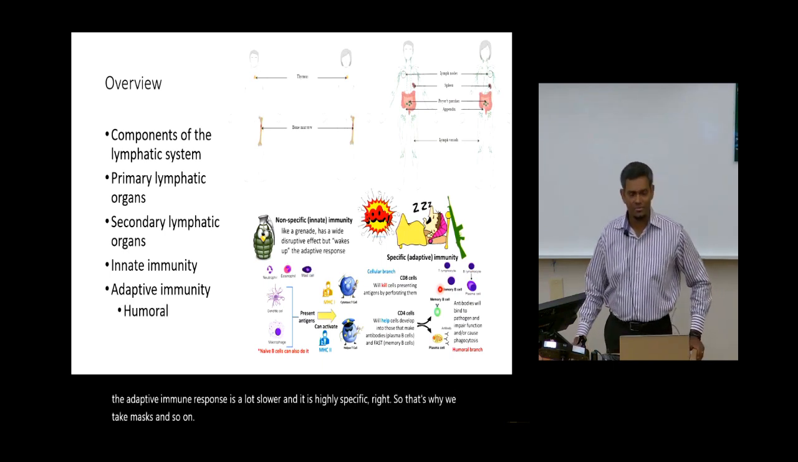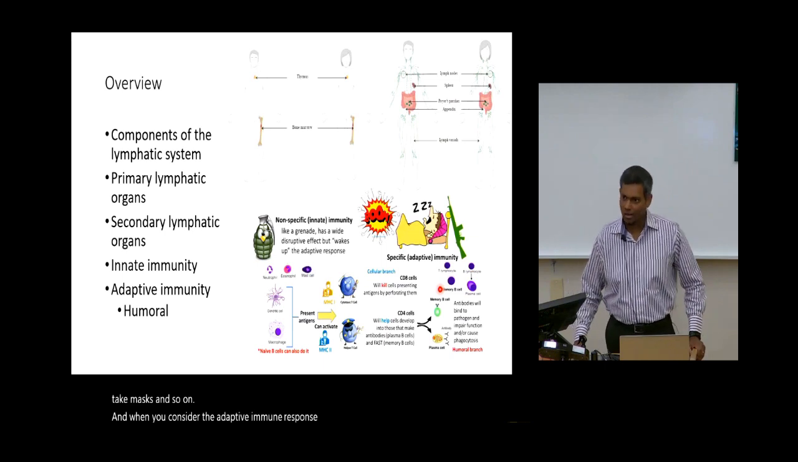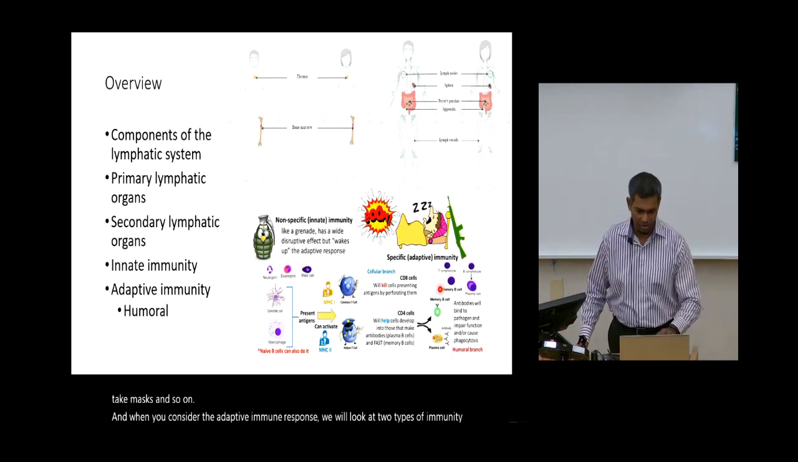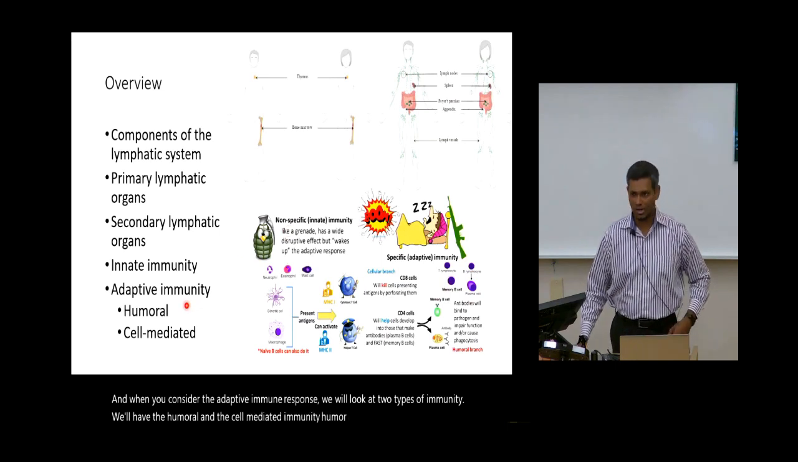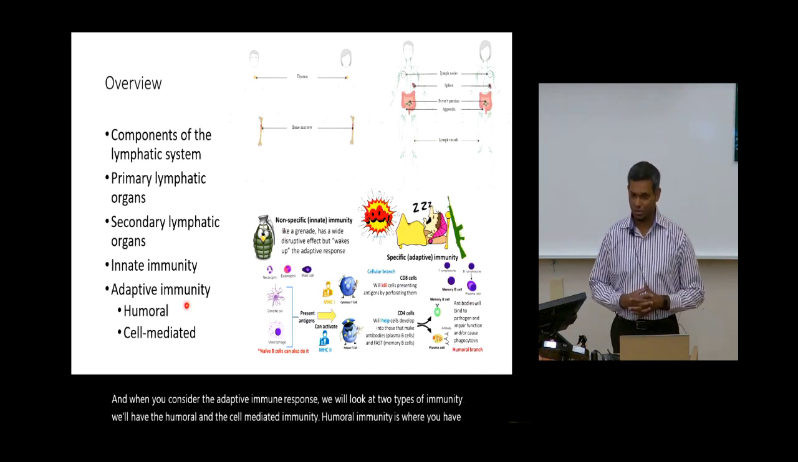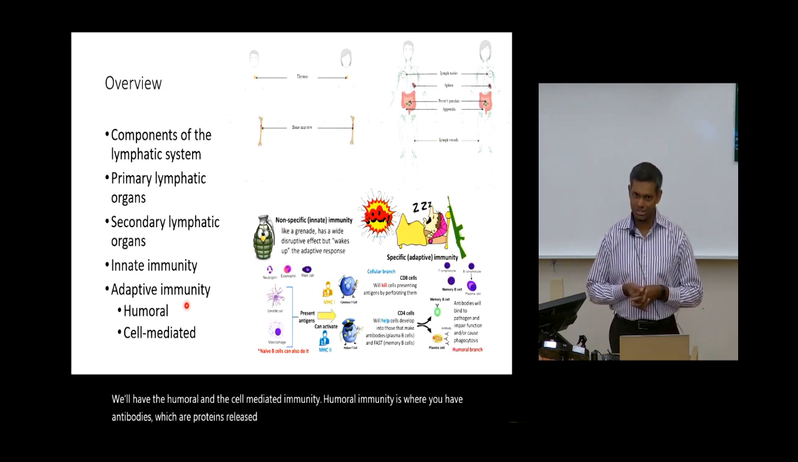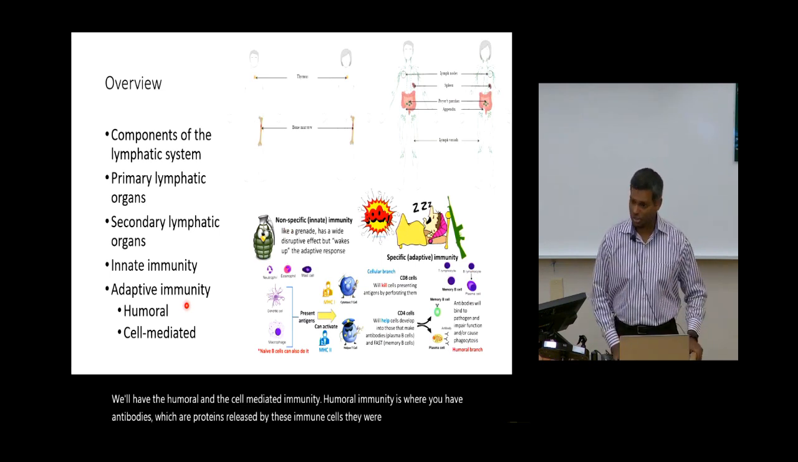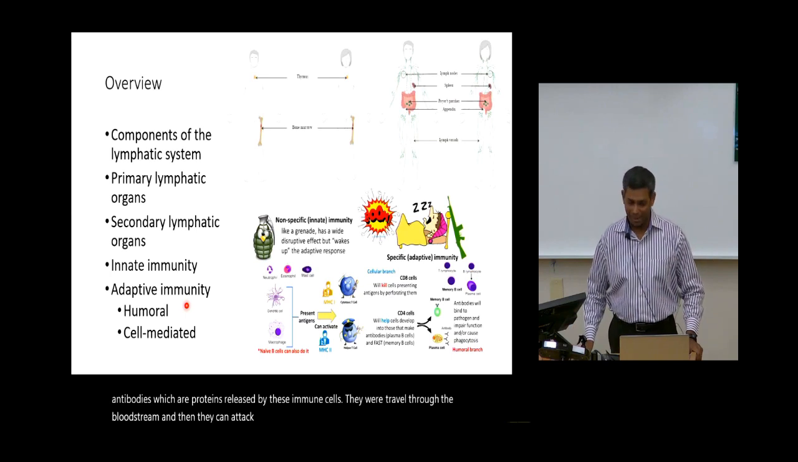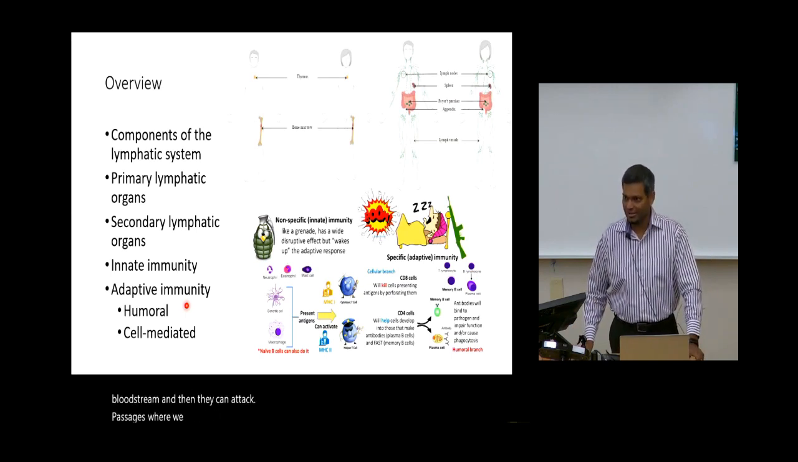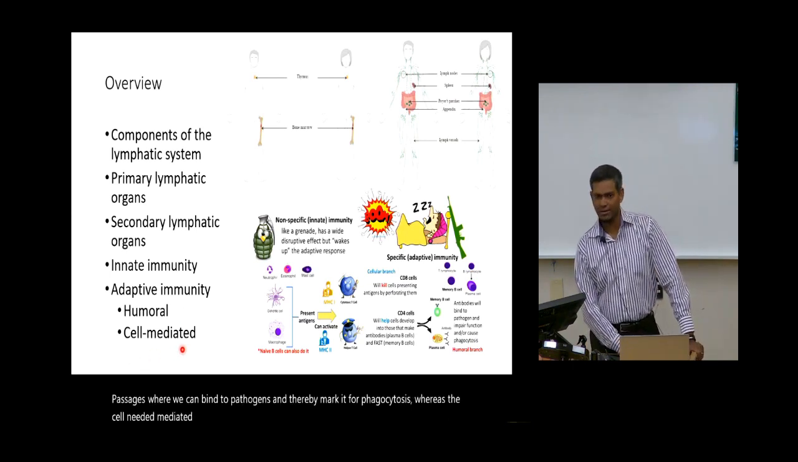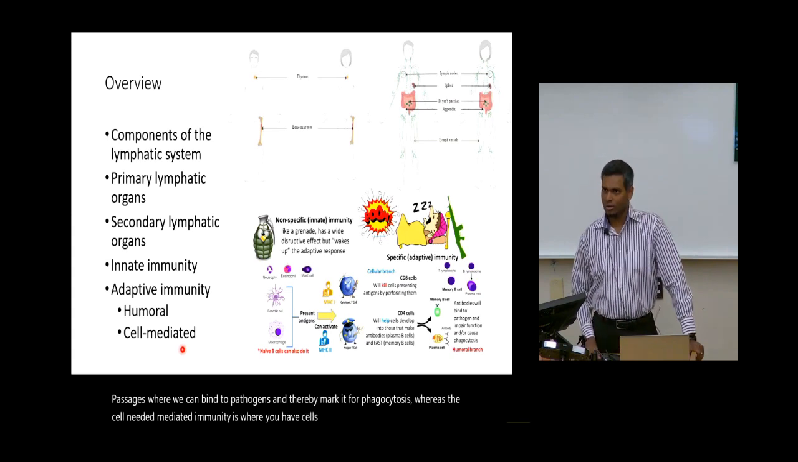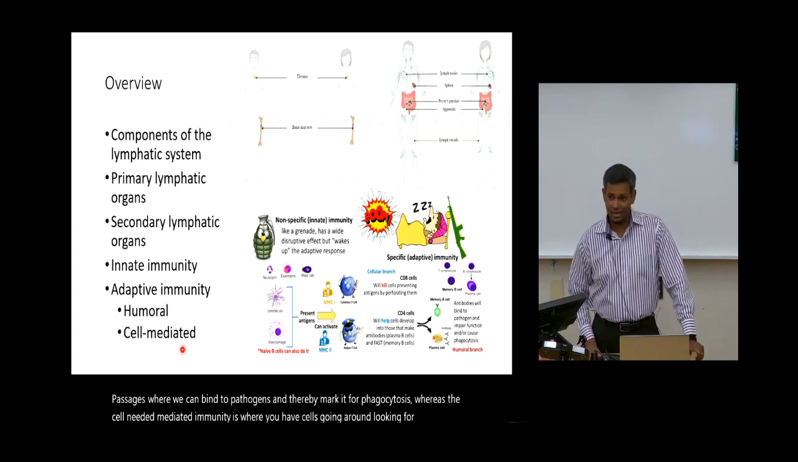When we consider the adaptive immune response, we will look at two types of immunity: the humoral and the cell-mediated immunity. Humoral immunity is where you have antibodies, which are proteins released by these immune cells. They will travel through the bloodstream, and then they can attack pathogens. They can bind to pathogens and thereby mark them for phagocytosis. Whereas the cell-mediated immunity is where you have cells going around looking for infected cells and destroying them.